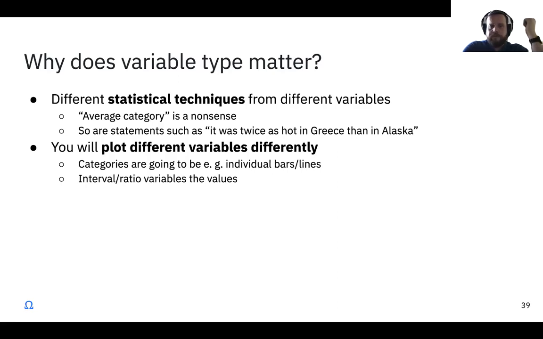So for instance, if you're going to be drawing a bar chart, then your categories are going to be on the x-axis, whereas your interval or ratio variables are going to be the actual plotted values. So things like that. That's why we set these variable types in stone so early in the lecture.